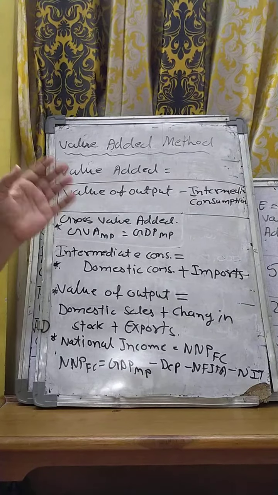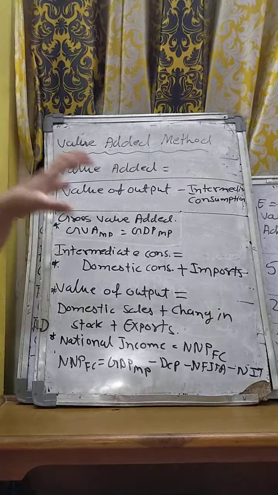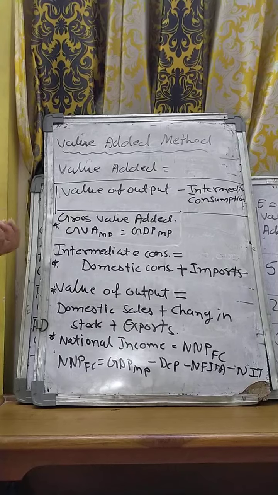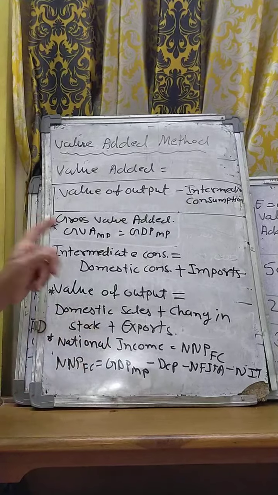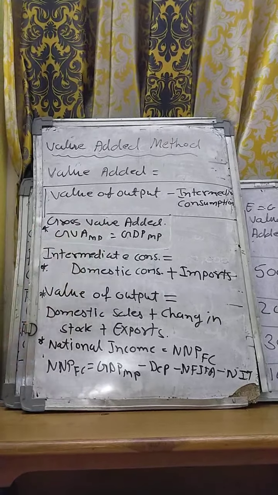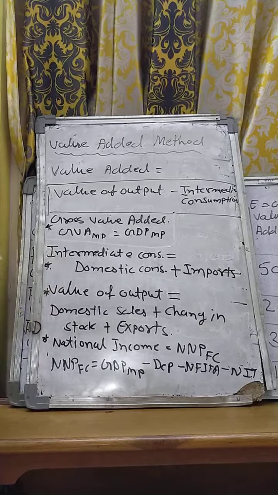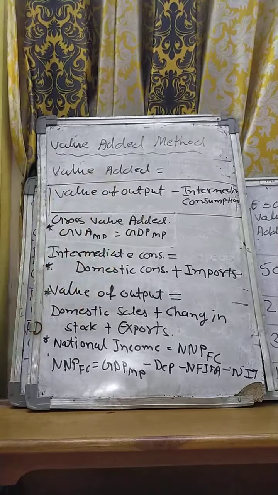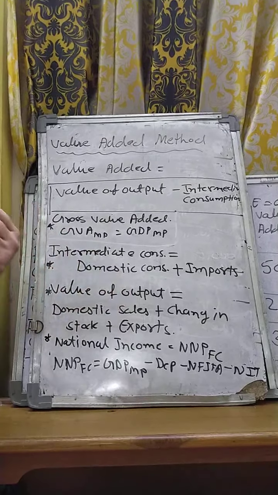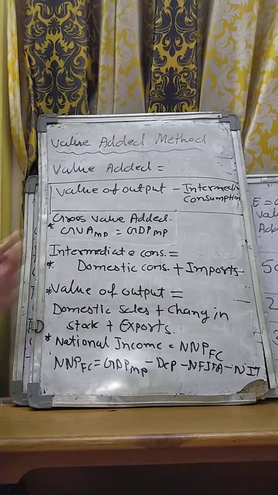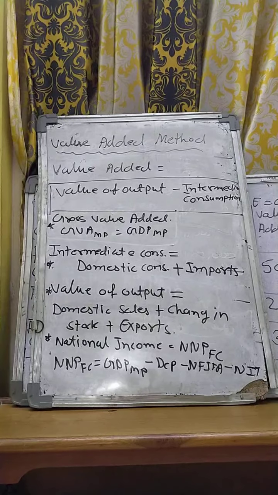In the value added method, every enterprise adds to the value of the product which it purchased as intermediate goods. The value that is added is known as the gross value added at market price, called GVAMP. This method is also known as the product method, the inventory method, and the net output method. It has different names, but the most popular for our textbook is the value added method.